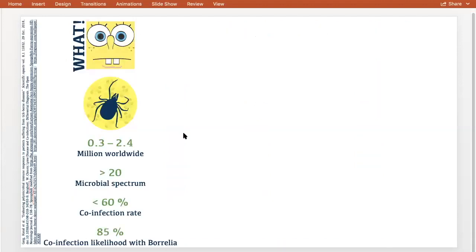So if I had to conclude, we started with an initial question of what would be the microbial spectrum associated with the disease. We can be sure that it is at least 20 different microbes that are associated with the disease, and the co-infection rate is anywhere from 4 to 60%. But the new information that we have over here is that 85% of the patients that will respond to Borrelia will also respond to these other microbes. And that is where the use of clinical diagnosis needs to change.